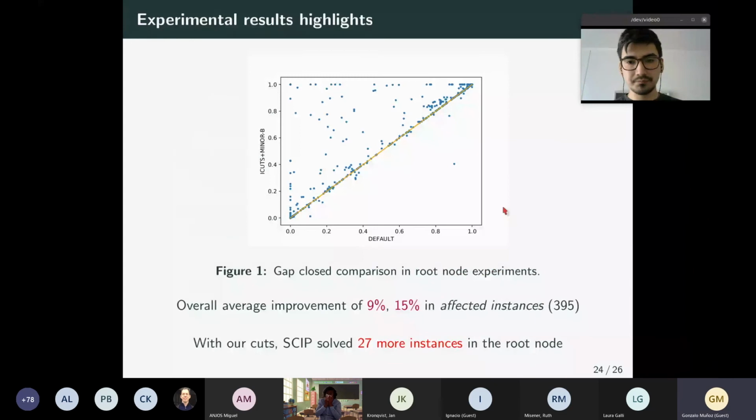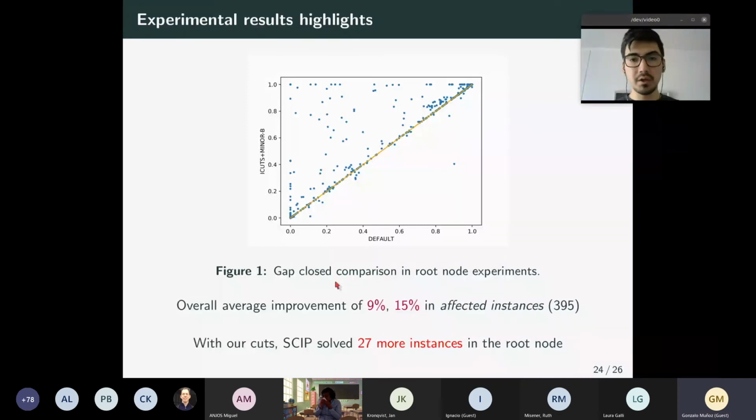So just a few highlights of the results. This is a summary of, let's say, our best setting versus default. In the paper, we have many more settings that we tested. So this is the best, and this shows the gap closed comparison. As you can see, overall in the root node experiments, we did quite well.